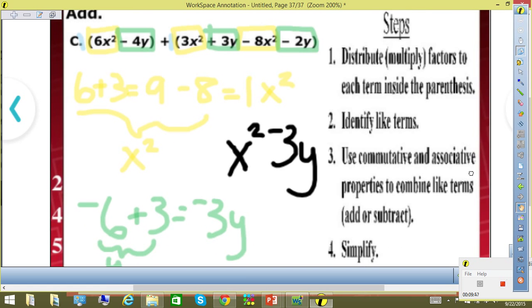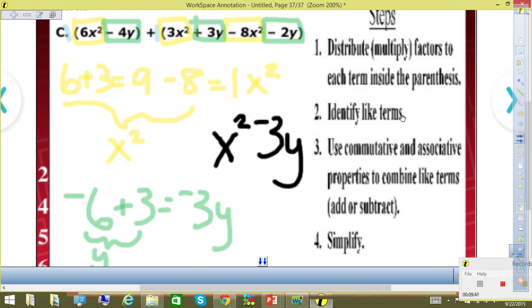So if you notice on this one, they went ahead and highlighted all the like terms. And once again, they just wrote x squared, and they focused on the coefficients 6 plus 3 minus 2 minus 8. That gives us 1x squared. And then also these y terms, negative 4, negative 2. That's negative 6 plus 3. That's negative 3. Okay, hands up if you got that. Okay, good. So let's continue.